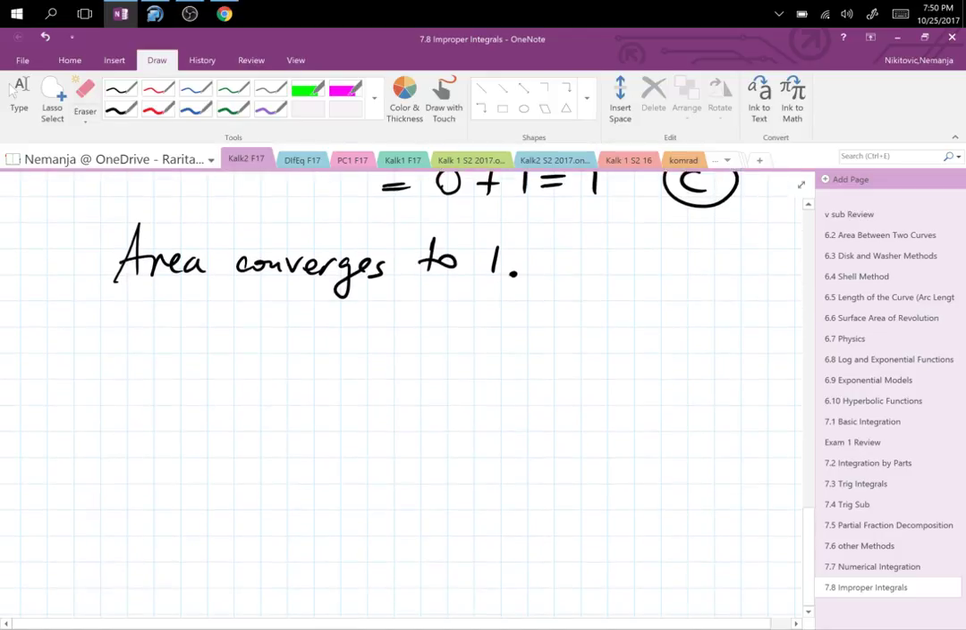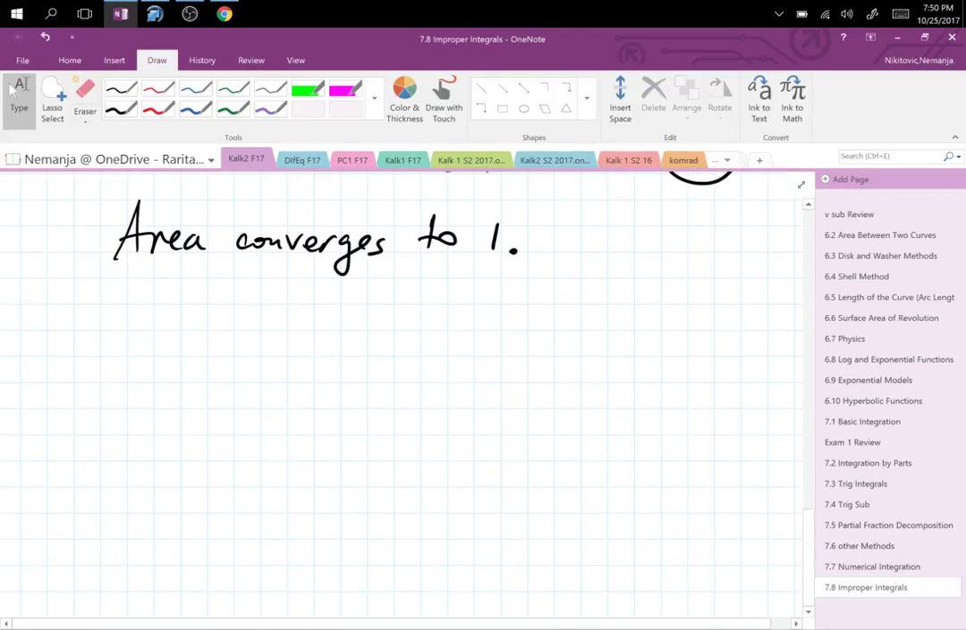So the previous problem, the answer was 1. We put C in a circle. We say converges. And now the next problem, because we can.